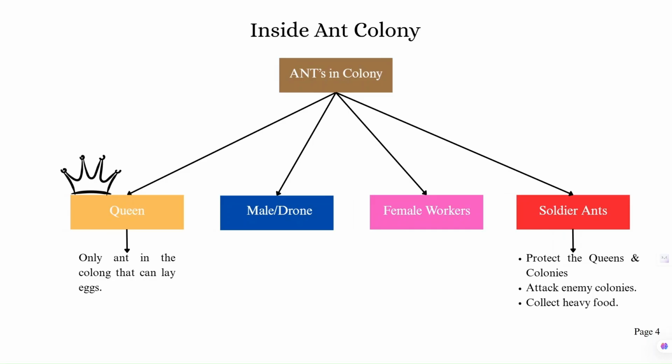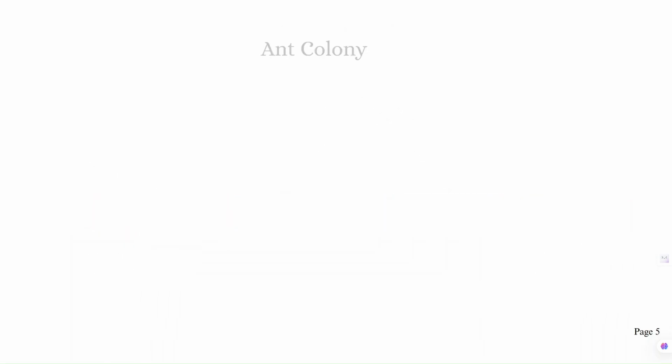Within an ant colony, there is a clear division of labor. Number one is the queen. The queen is the only ant in the colony capable of laying eggs. Next, move forward to the male or drone. Their primary role is reproduction. Next, the female worker. These ants are responsible for various tasks within a colony. They typically forage, care for young, and maintain the nest. Next, we move forward to soldier ants. These ants have a crucial role: they protect the queen and the entire colony, attack enemy colonies, and are also involved in collecting heavy foods.